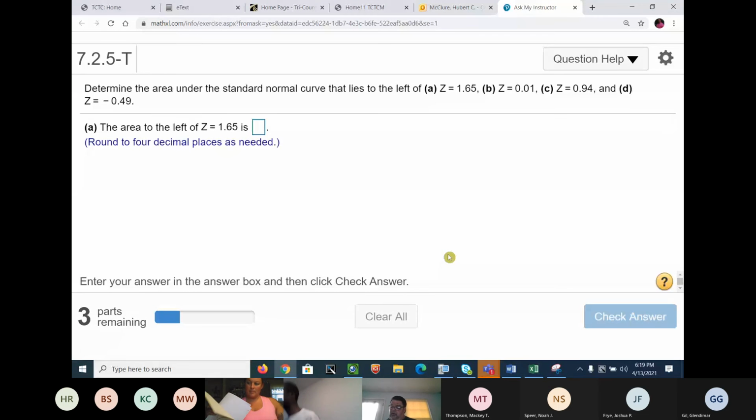Okay, the area to the left of, and we're going to do the first 2, 1.65, and over here, 0.01. And then on the second curve, we're going to put the area to the left of 0.94 and negative 0.49.